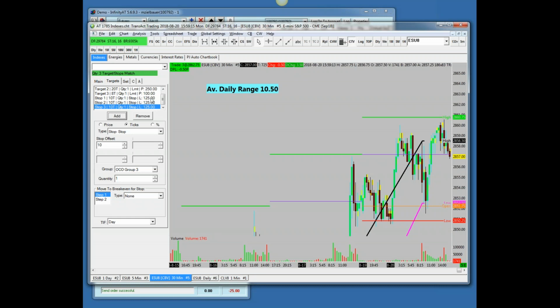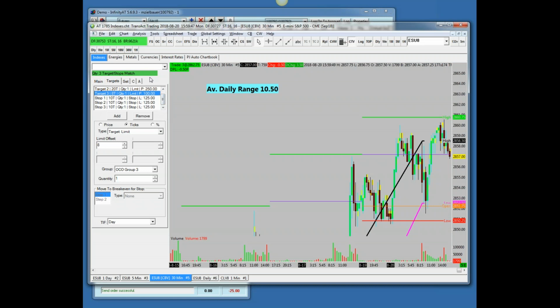Okay, and you can see that the L here stands for profit. So I know how much I'm going to make on each one of these profit targets, and this is in dollars. Quantity 1 is a 1 contract profit for $120. Target 2 is going to be 20 ticks away from my entry, profit $250. Target 3, 8 ticks away from my entry, quantity 1, profit of $100, and then I have each one of my stops set to the same, which is 125 on the loss.